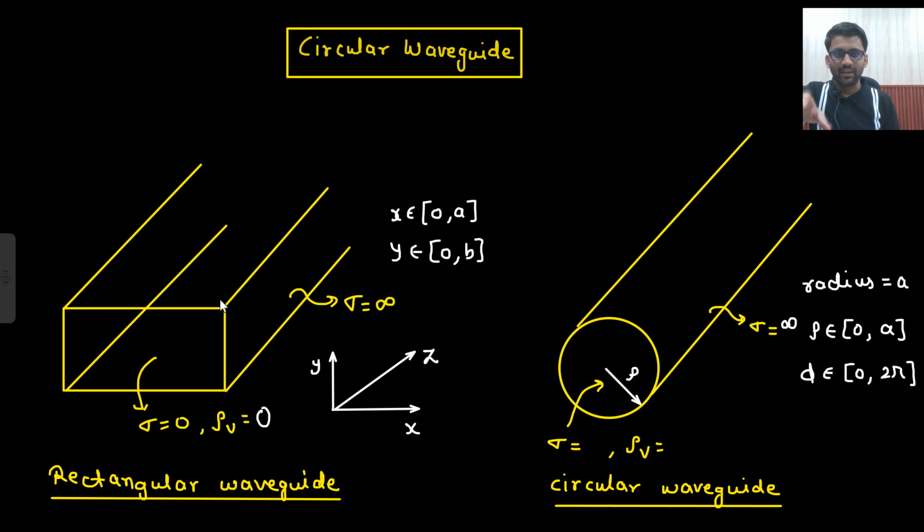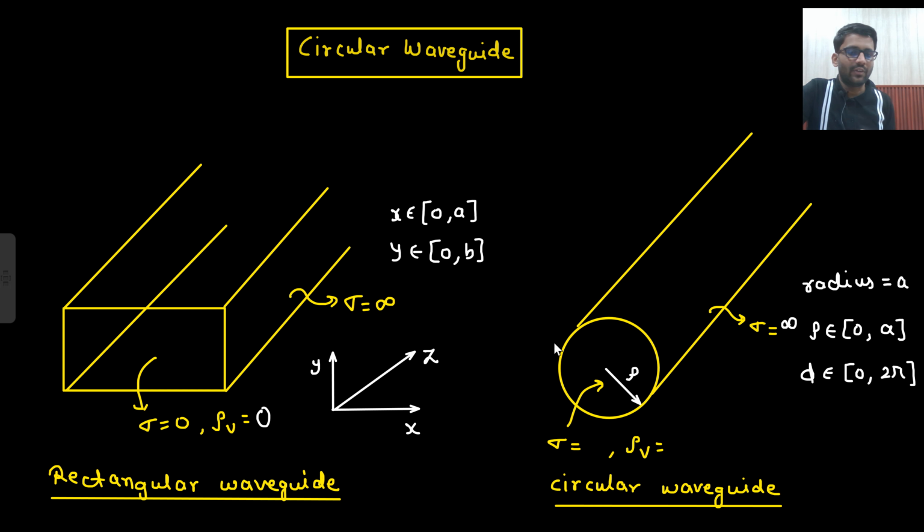The same thing was happening in our rectangular waveguide. In the direction of y, standing wave; in the direction of x, standing wave; but in the direction of z, it was propagating because the z side was open, so it can propagate there, right? The same thing will happen here. In the direction of rho and in the direction of phi it will be a standing wave, but in the direction of z the wave will propagate.